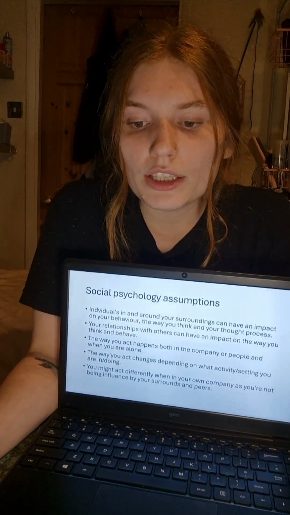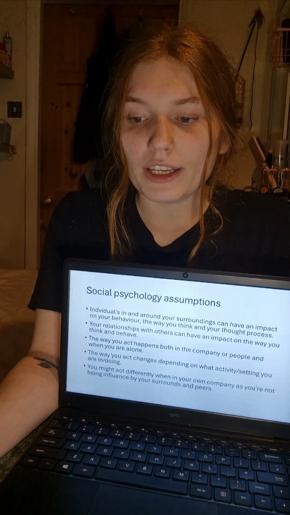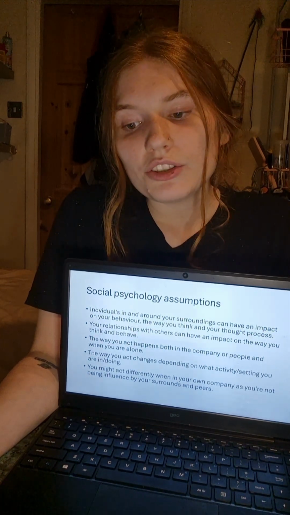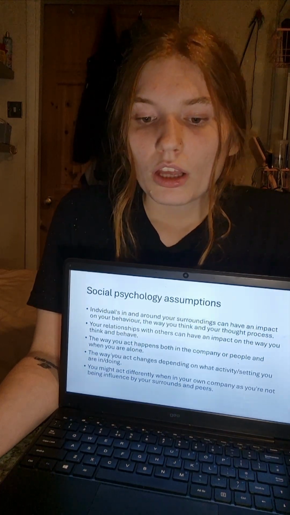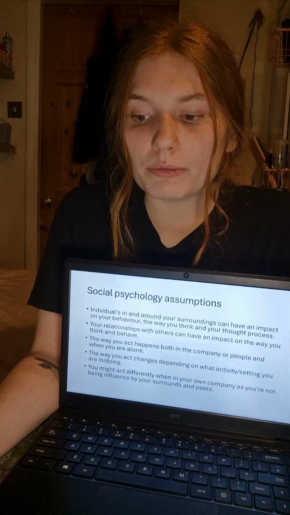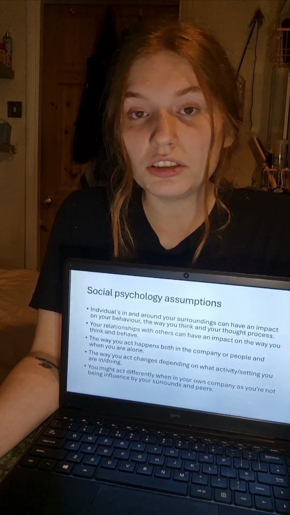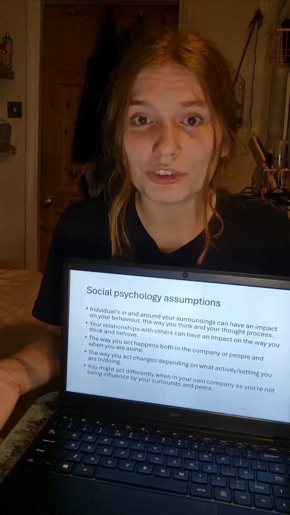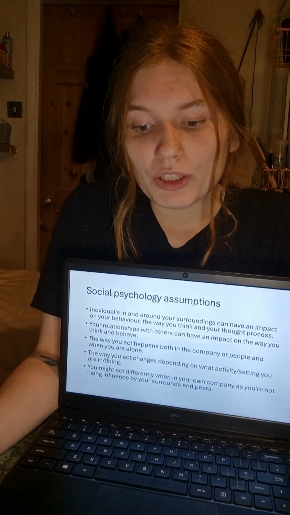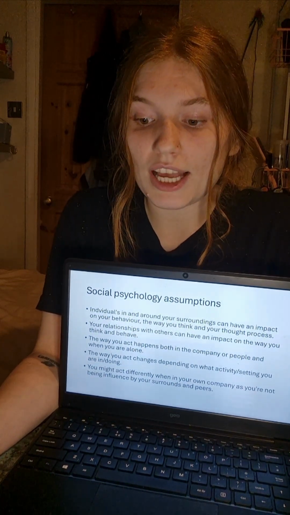Assumptions. Individuals in and around your surroundings can have an impact on your behaviour and the way you think and your thought process. Your relationships with others can also have an impact on the way you think and behave and act. The way you act happens both in the company of people or when you're alone. The way you act changes depending on the setting you're in, or what you are doing, or what is around you, or what people are around you. You may also act differently when you're in your own company, as you're not being influenced by your surroundings and peers.